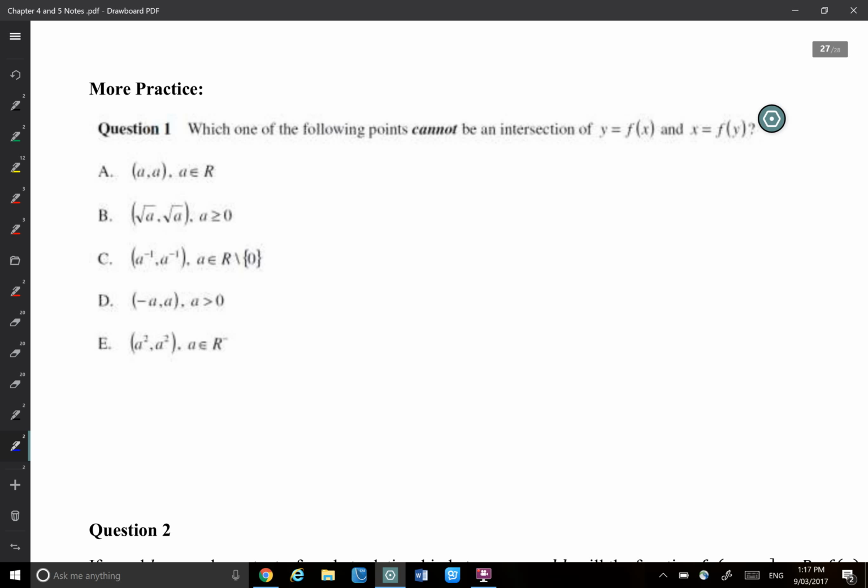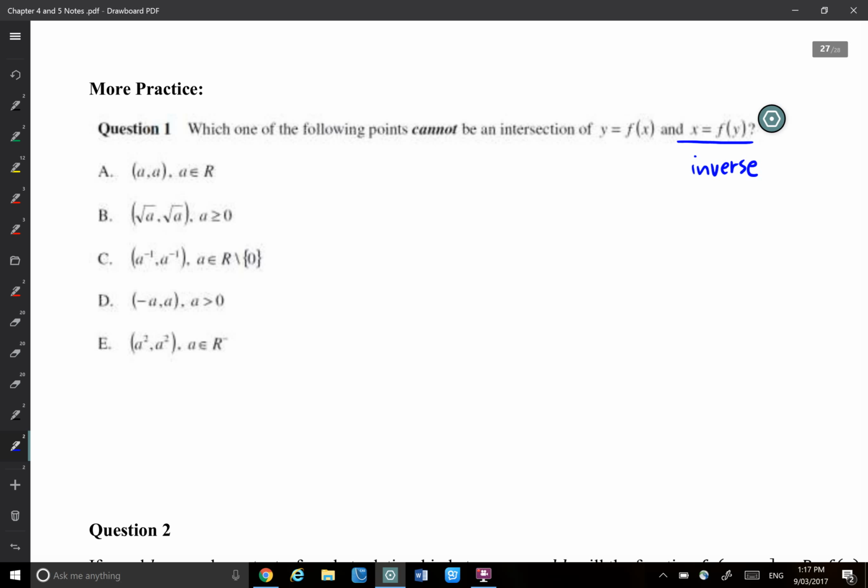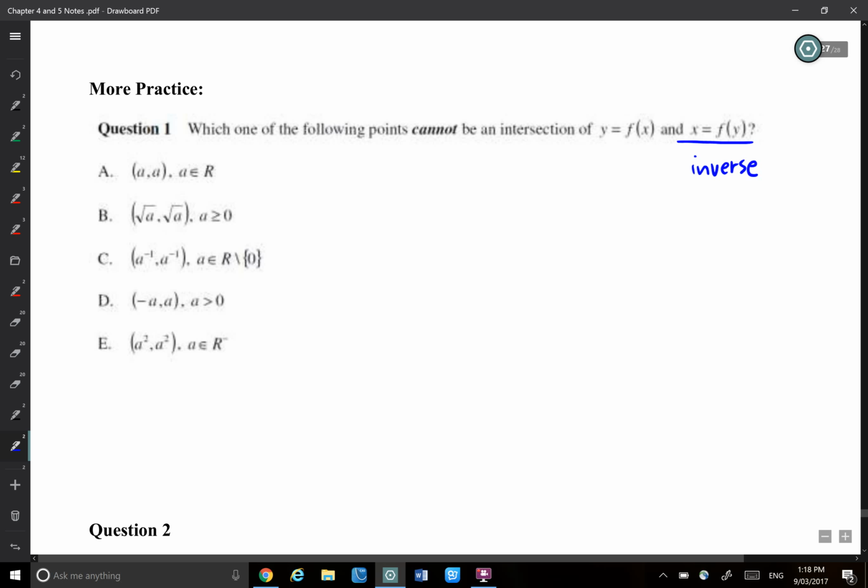Question 1, which one of the following cannot be an intersection between the equation y equals f(x) and x equals f(y)? That is the inverse. How do you find the inverse? You find the inverse by changing x to y, and y to x. So that representation means that's an inverse function. So you want to find the point of intersection on that.